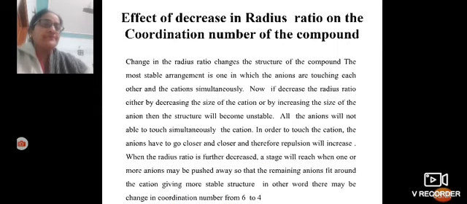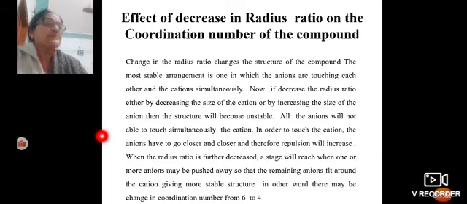Next is the effect of decrease in radius ratio on the coordination number of the compound. Change in the radius ratio changes the structure of the compound. The most stable arrangement is one in which the anions are touching each other and the cations simultaneously. Now, if we decrease the radius ratio either by decreasing the size of the cation or by increasing the size of the anion, then the structure will become unstable.